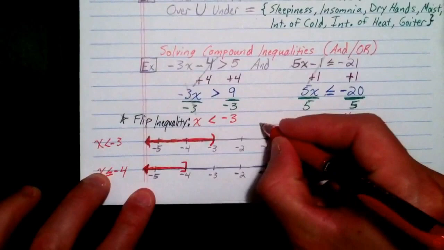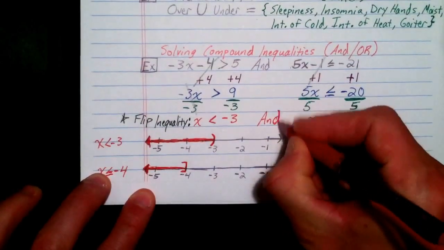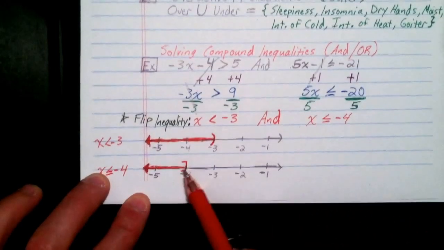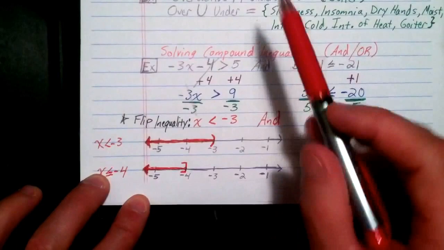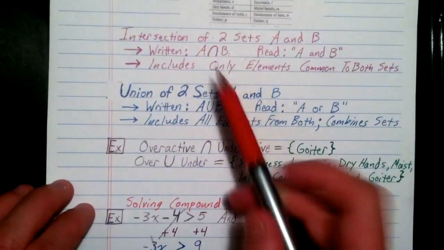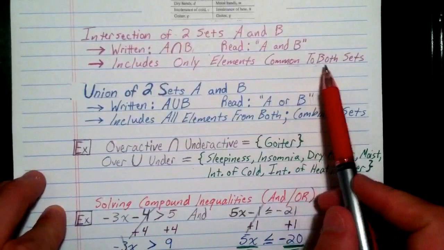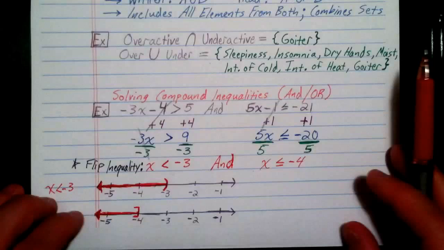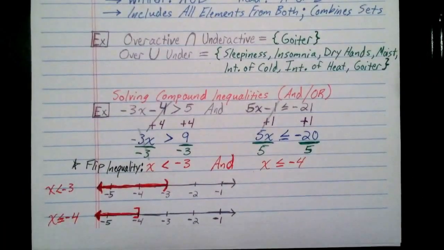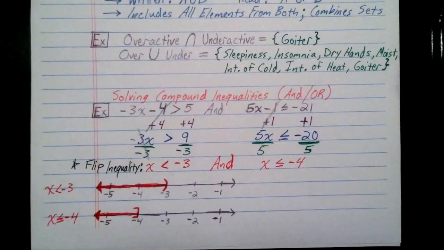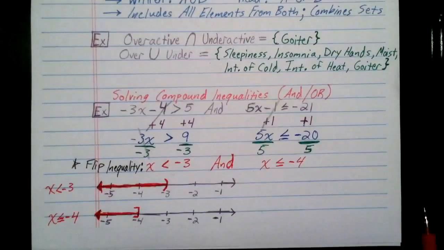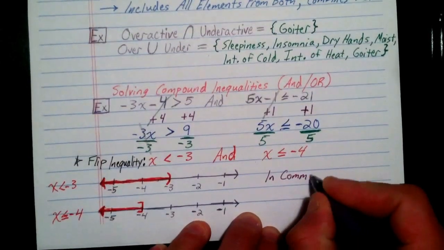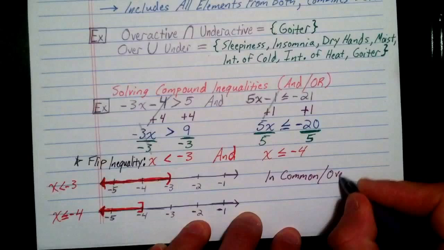However, we have that AND situation. We need all of the x values that would not only satisfy this graph, but also work for this graph. So the AND situation, that's the intersection, going back up to our notes, the intersection, we want only the elements that are common to both sets. So when we're looking at two graphs and we're talking about what's common to both, what we're really looking for is where they overlap each other. Because wherever they overlap each other, that's really what they have in common. So what do they have in common? In other words, where do they overlap?